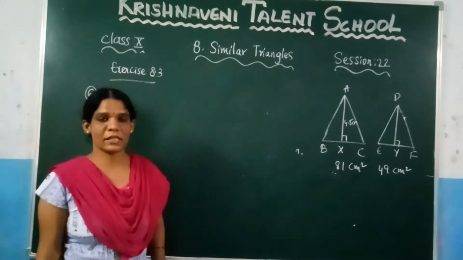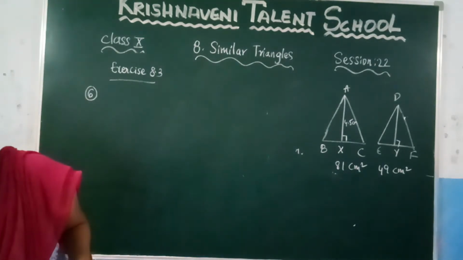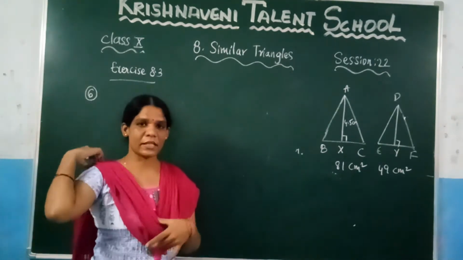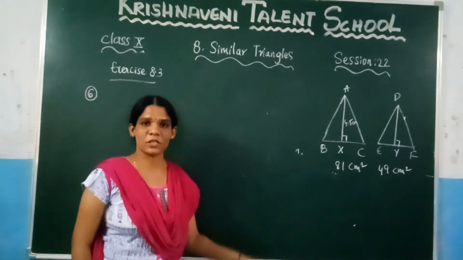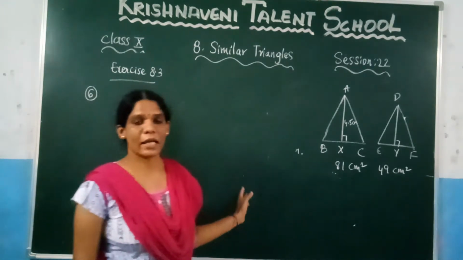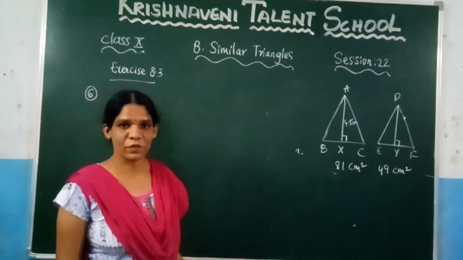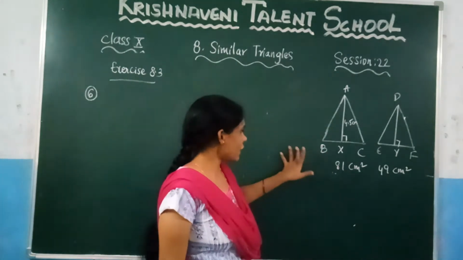Before in this exercise only we have got one result. I think in the third problem we discussed that the ratio of the areas of two similar triangles is equal to the square of the ratio of their medians. Similarly here you can prove that the ratio of the areas of two similar triangles is equal to the square of the ratio of the altitudes. From that you can write it here.